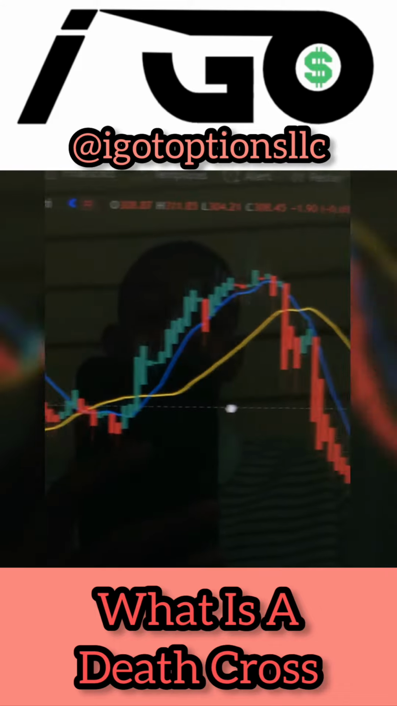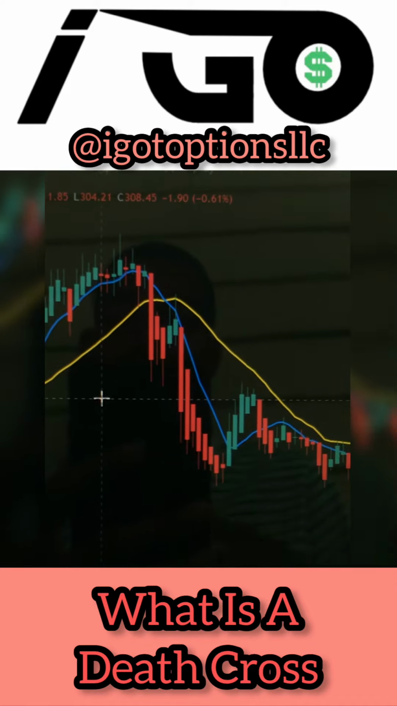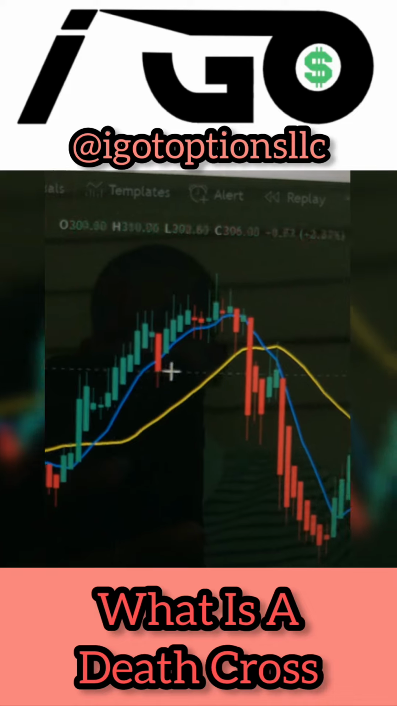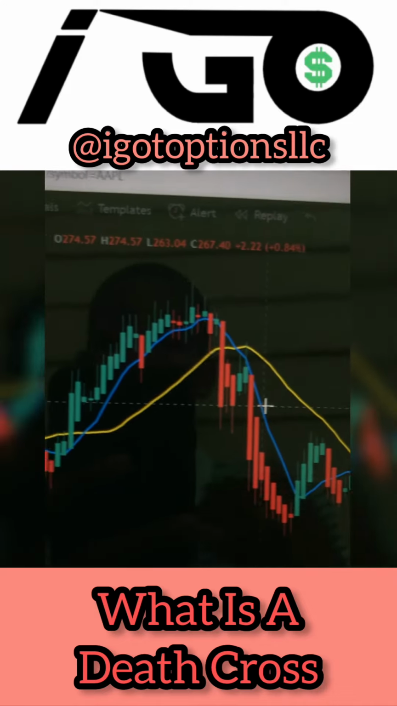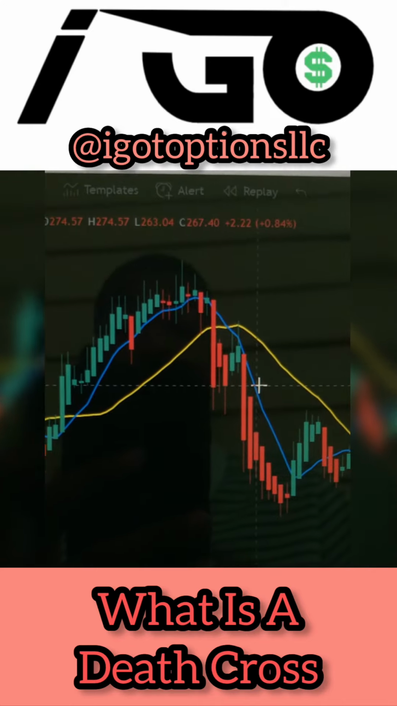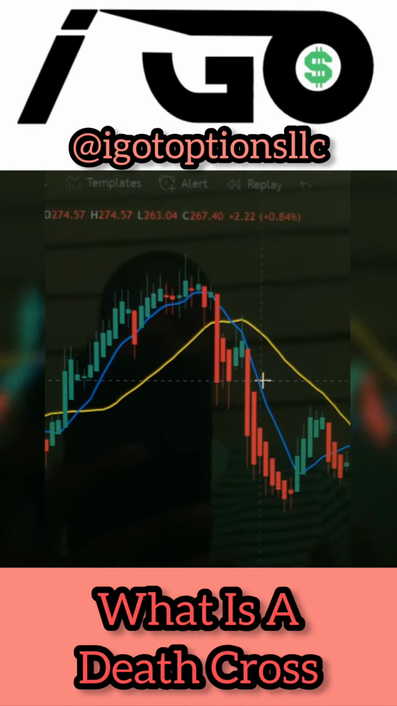At the end of the day, indicators are never something that you should solely rely on. Always understand how to read a chart based off of the candlesticks alone, so that you don't need indicators like this. However, this is what a death cross is, and this is how you would go about trading a death cross to your advantage.